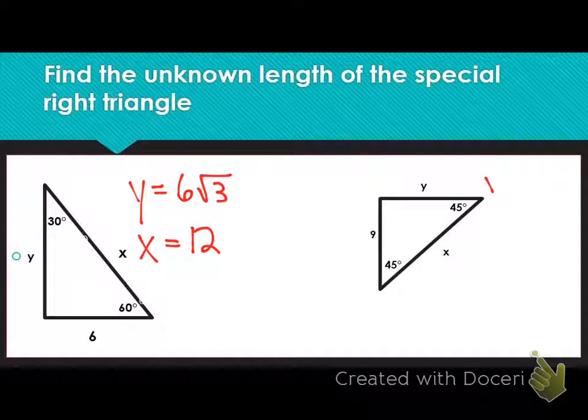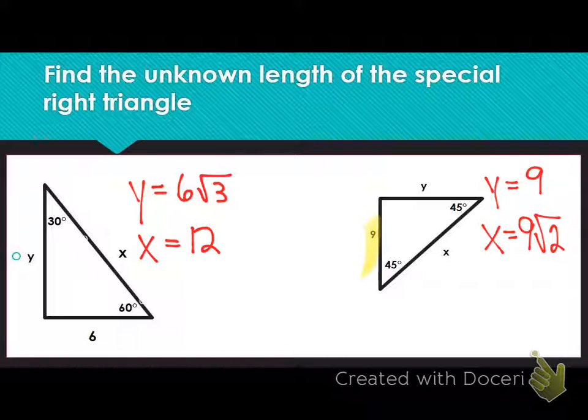If I know that my side length is 9 here, what would my y value be? 9. It'd be 9 too. And what would my hypotenuse be? 9 square root of 2. So it's just a matter of remembering how those side lengths are related to each other. All right, any questions on those?